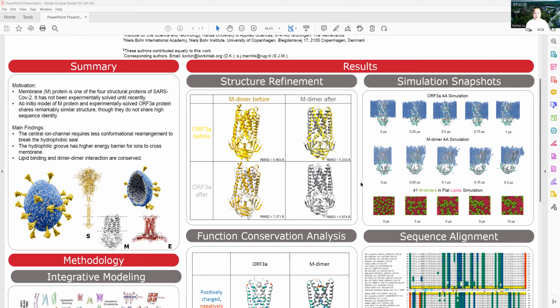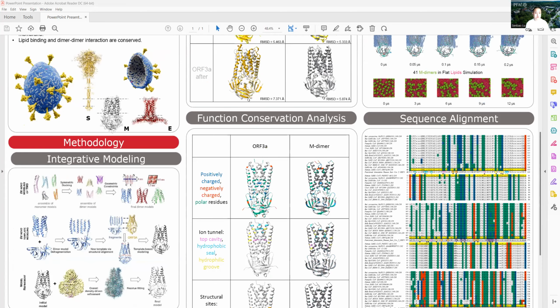After building our M protein, we observed that it is actually a structure homologue of ORF3a protein, which is another protein of SARS-CoV-2. So we're trying to examine the functional conservation between these two proteins.